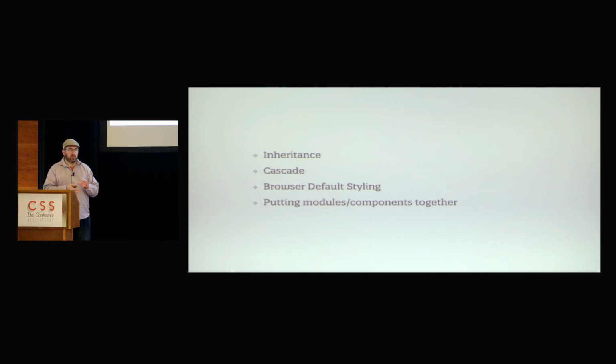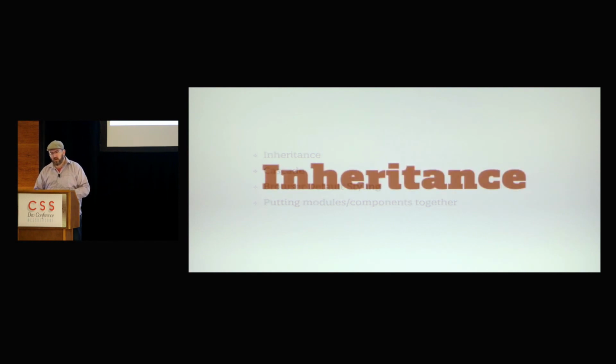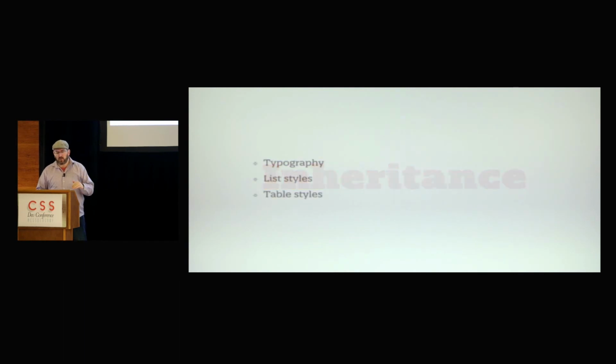So there's often within our industry talking about this independence, but there's not a lot of people talking about how do we build a cohesive system that can work well together. So I'm going to touch on inheritance first of all. Inheritance, for the most part, we're dealing with typography. So we're dealing with color, font size, font family. There are some list styles and table styles that are also inherited. For the most part, we don't worry about them too much.